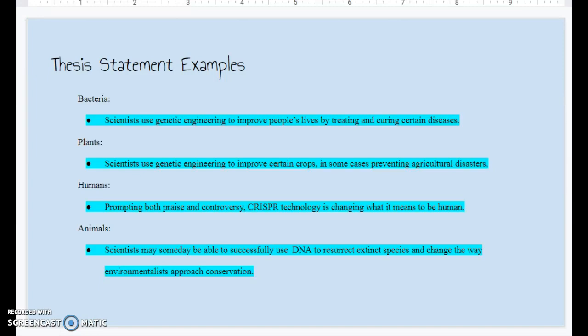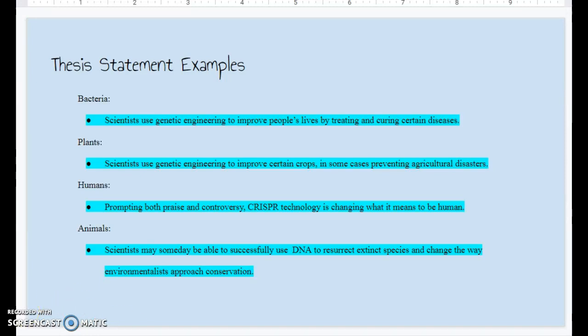This thesis statement leaves it really open, which is okay when it's a research paper. You still want your own take on the topic, which I think is made clear in all these thesis statements. You still want it to be your point about the topic, but you're not necessarily arguing one way or the other if a piece of technology should be used. Alright, and then last one for animals. Scientists may someday be able to successfully use DNA to resurrect extinct species and change the way environmentalists approach conservation.